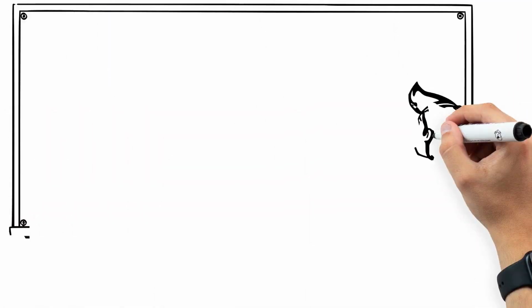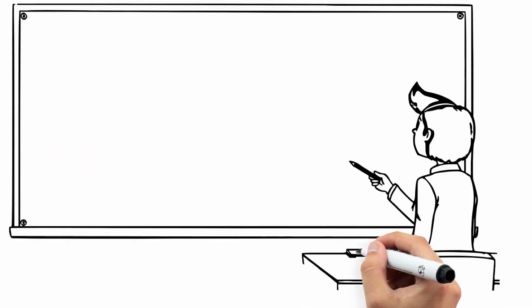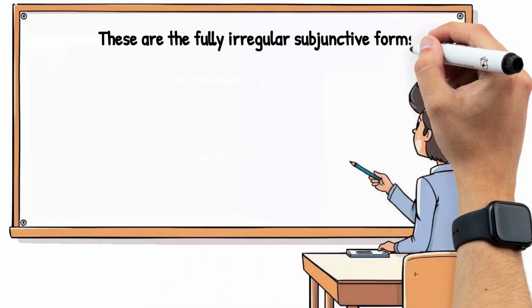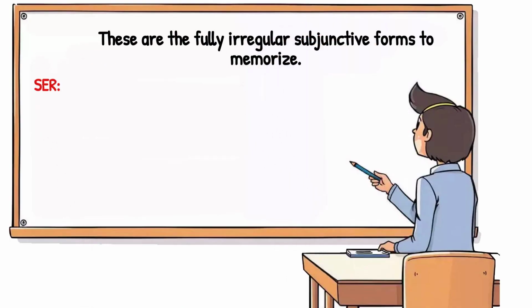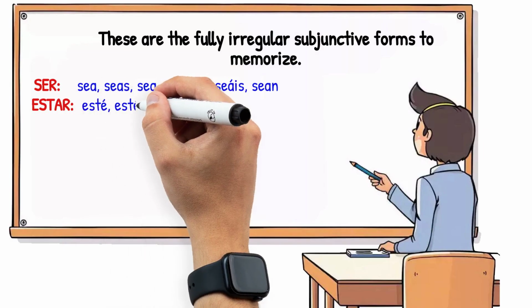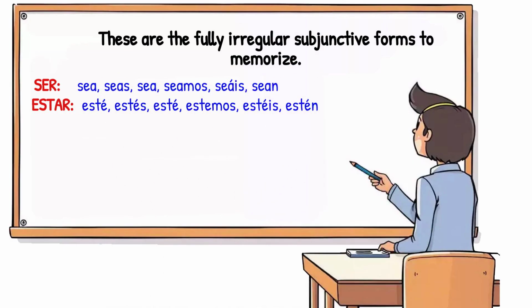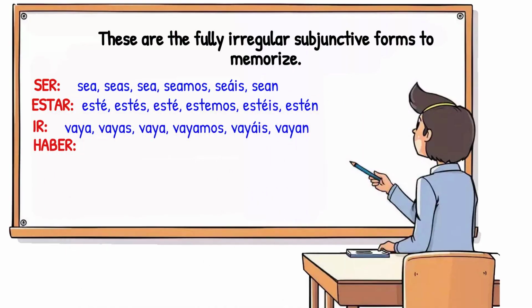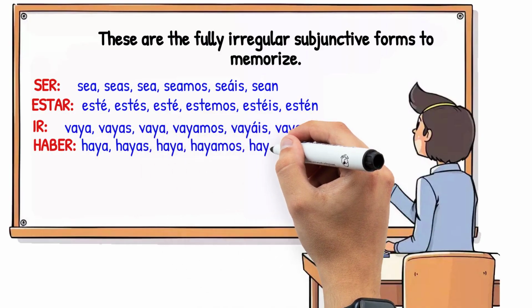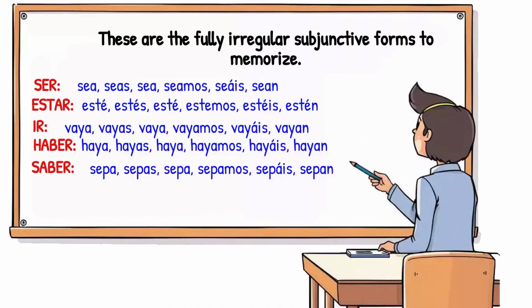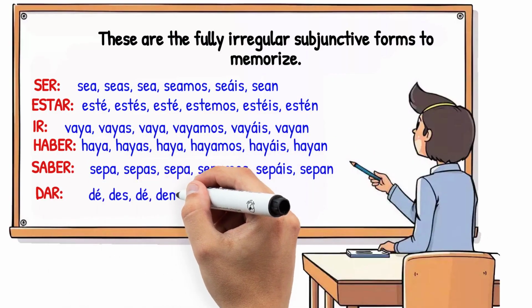Whiteboard: irregulares del subjuntivo. Fully irregular subjunctive forms. Memorize these as a set. Ser: sea, seas, sea, seamos, seáis, sean. Estar: esté, estés, esté, estemos, estéis, estén. Ir: vaya, vayas, vaya, vayamos, vayáis, vayan. Haber: haya, hayas, haya, hayamos, hayáis, hayan. Saber: sepa, sepas, sepa, sepamos, sepáis, sepan. Dar: dé, des, dé, demos, deis, den.